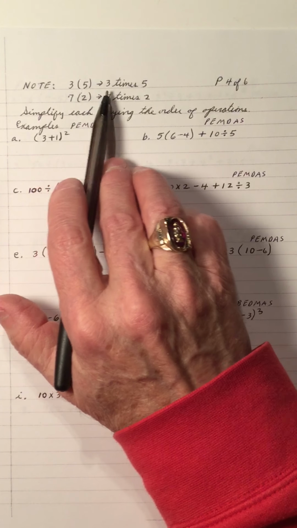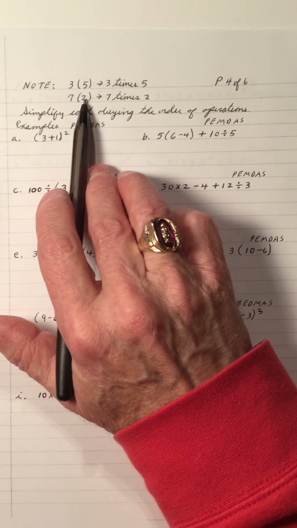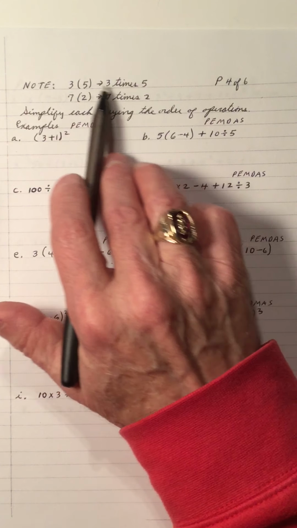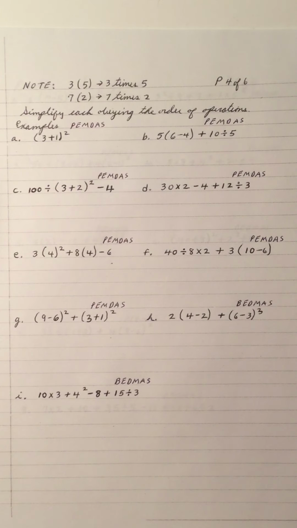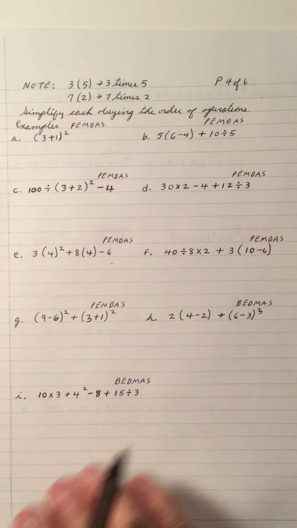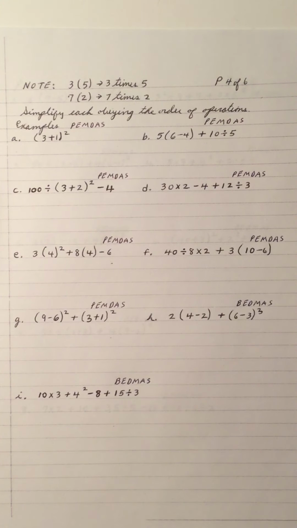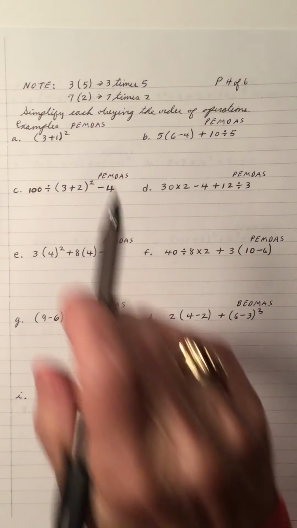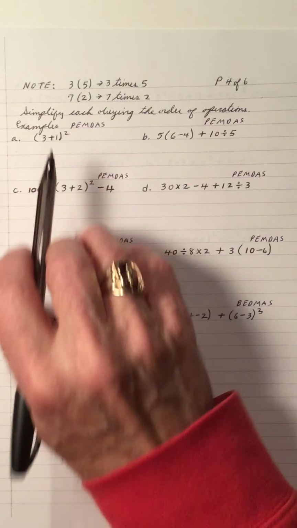3 bracket 5 means 3 times 5. 7 bracket 2 means 7 times 2. You'll see more of this when I do my unit on multiplying numbers and doing polynomials. This is why I have this here.